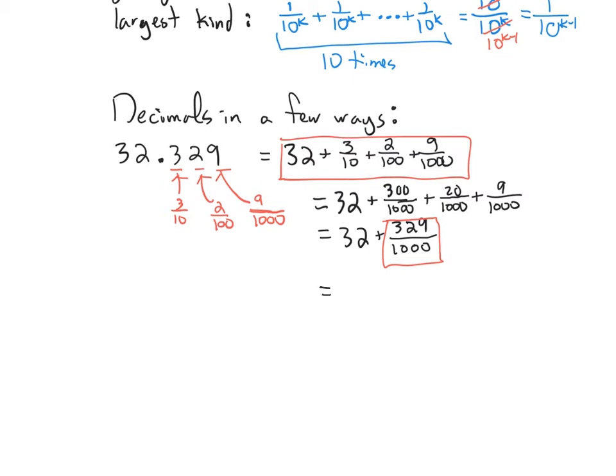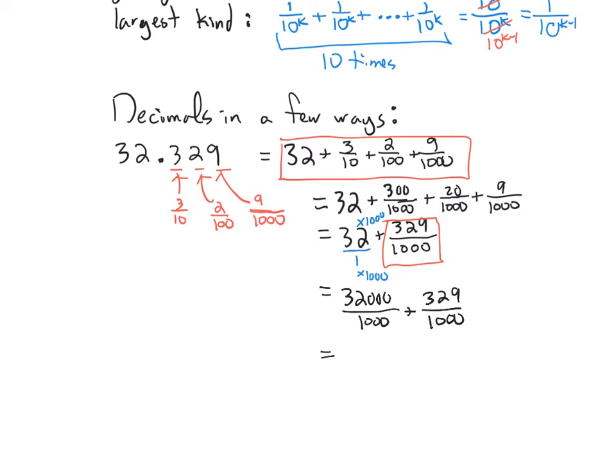So here, why not make 32? 32 is the same as 32 over 1. So why not make that a decimal fraction with a common denominator as well? So that's 32,000 over 1,000 plus 329 over 1,000.